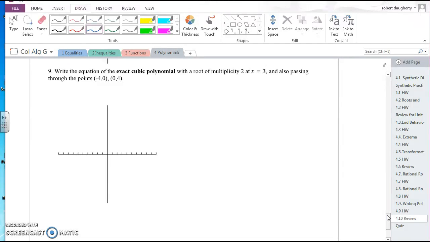Now let's look at the next one. Write the equation of the exact cubic polynomial with a root of multiplicity 2 at x equals 3, also passing through the points -4, 0, and 0, 4. So -4, 0, y is 0. That is an x-intercept, okay? Okay, 0, 4. The x is 0. That is a y-intercept, okay? When the x value is 0, that's a y-intercept. When the y value is 0, that is an x-intercept, okay?